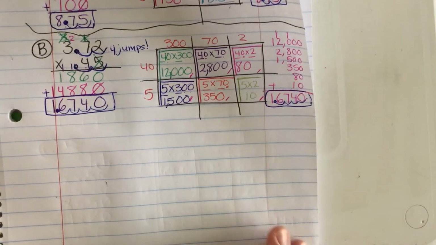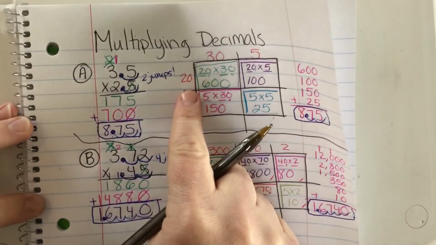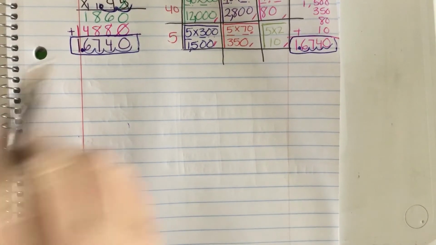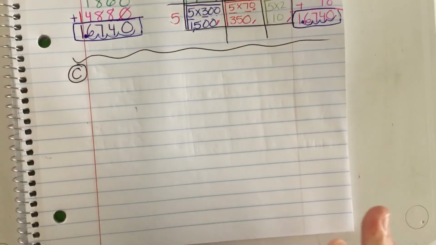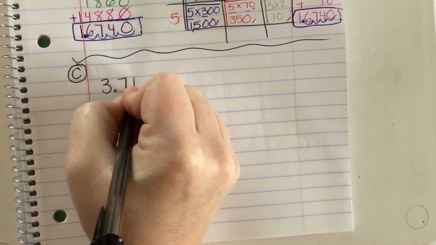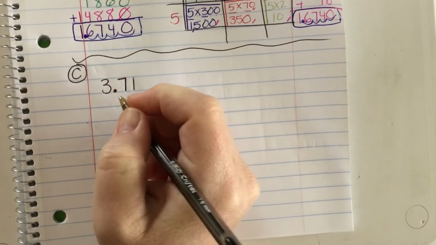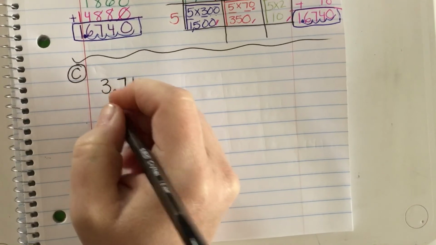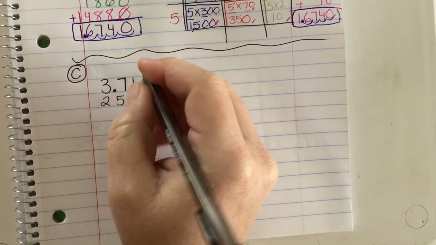All right, let's take a look at the last one. So we crawled, we walked, now let's run. Let's go with the big guys. Let's see. All right, here we go. You ready? 3 and 71 hundredths, or 3.71. And then 2 and 50. Let's do 25 and 6 tenths.